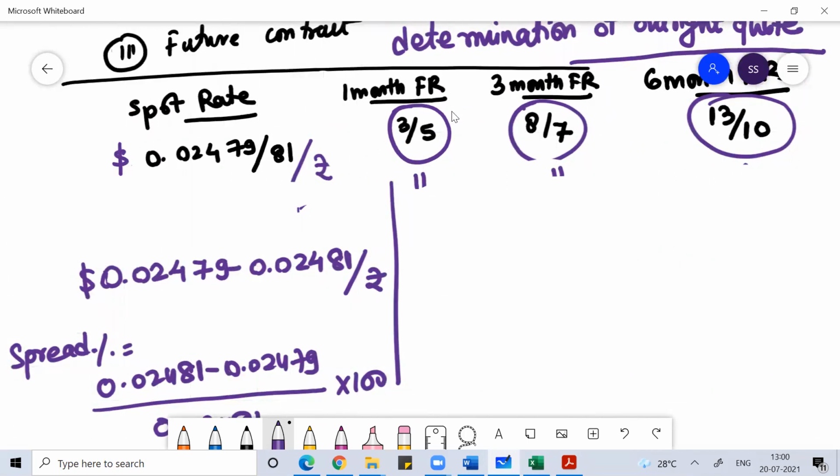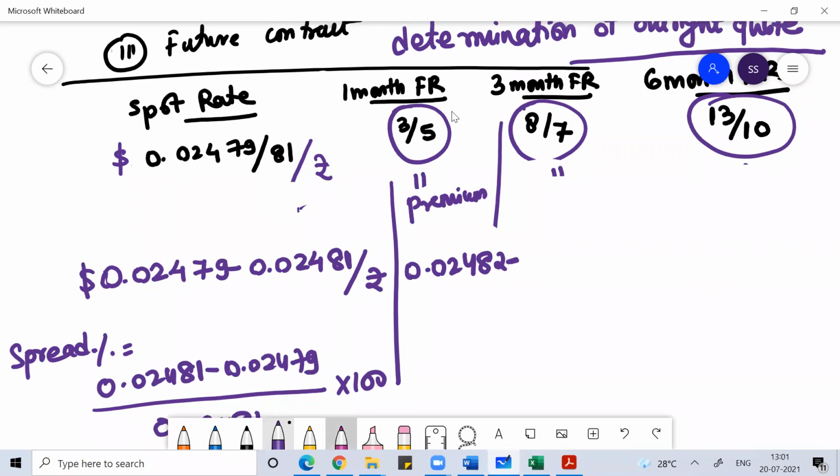So the 1-month forward rate is 3 by 5. This is a premium. So if this is at premium, premium is added. The exchange rate will become 0.02479 plus 3. 79 plus 3 means 82, right? So write the exchange rate as 0.02482.